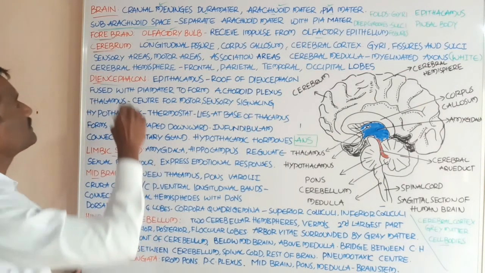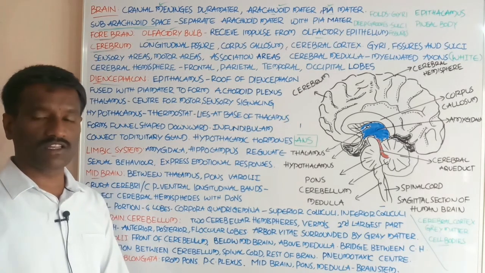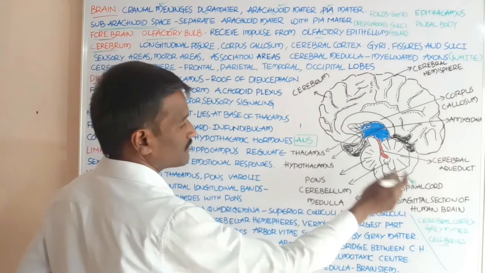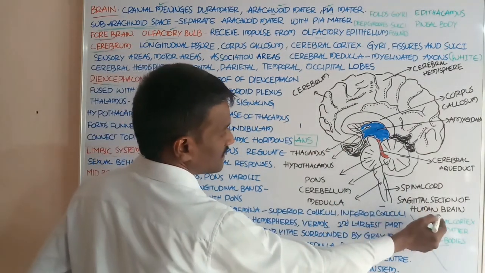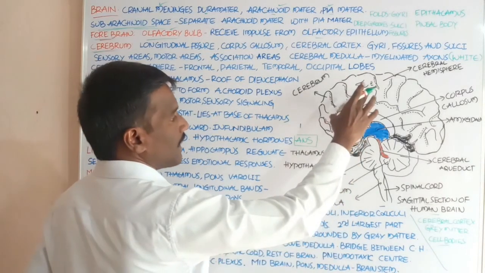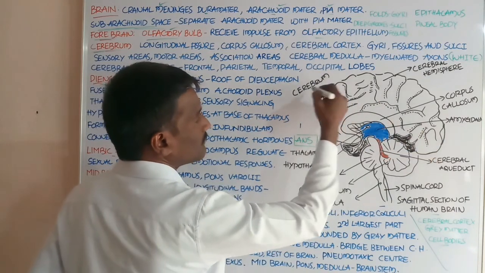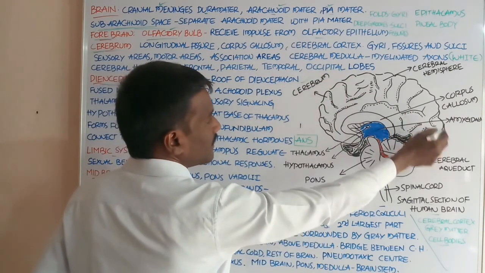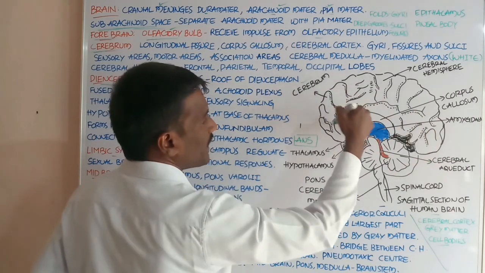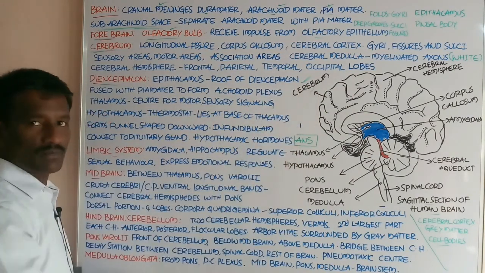Next, the cerebrum. What about the cerebrum? It is the second part in the forebrain. Students, this diagram shows the sagittal section of the human brain. If you observe this diagram, this part is the cerebrum. This is the entire part. It occupies most of the brain. That is the cerebrum, part of the forebrain.